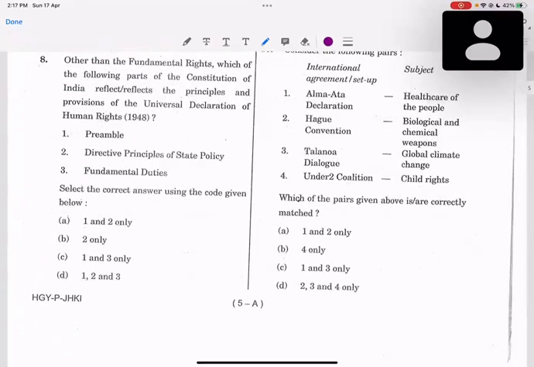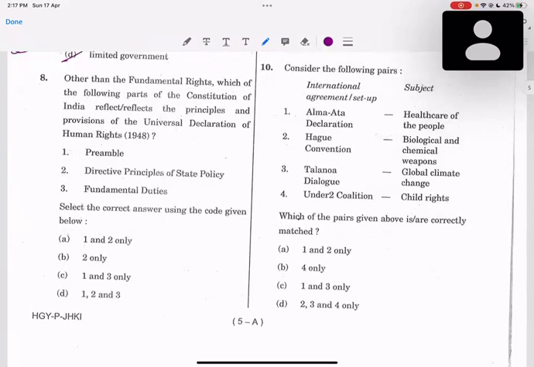See, in this question, many of you must have thought it's an out of syllabus question. We have not read about the Universal Declaration of Human Rights. All right, it does seem to be difficult. But look at what the question is asking. It says, other than fundamental rights, which parts of the Constitution reflect principles in tune with the Universal Declaration of Human Rights. So basically, you just have to find the parts of the Constitution which uphold human rights.